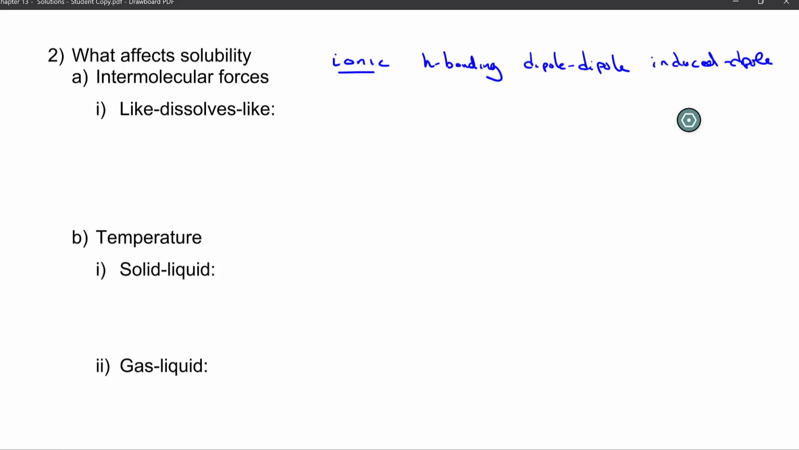There's supposed to be an I in there. I think I've missed it. But it doesn't matter. So here's the thing. The way I listed these, these are the most similar, most polar, most charged on this end. And these are the least charged.